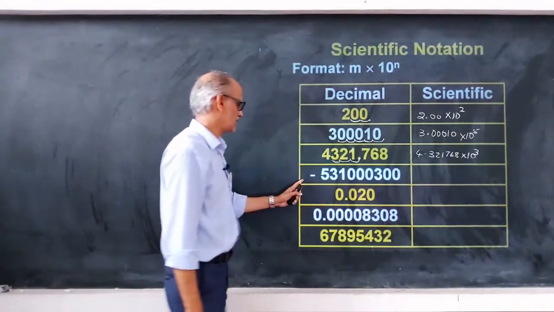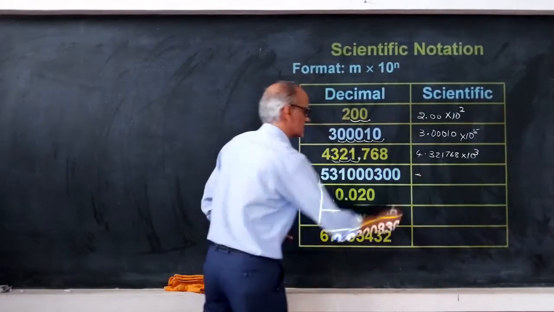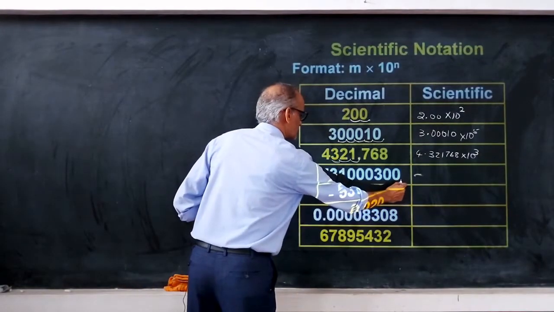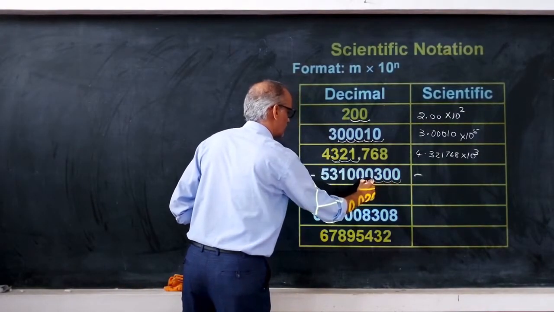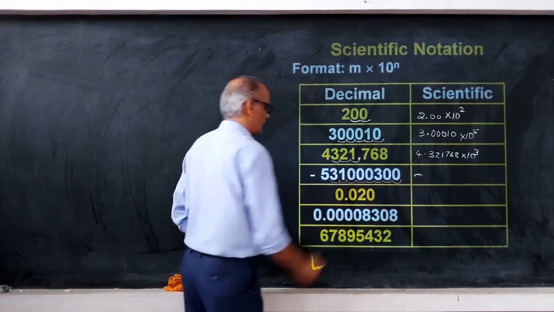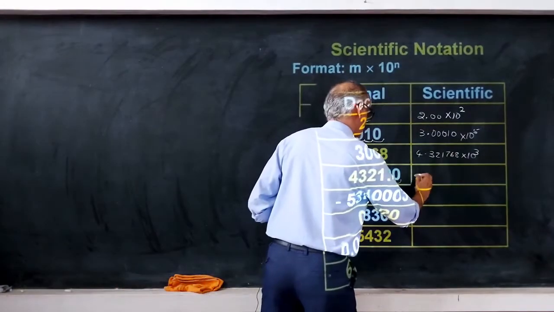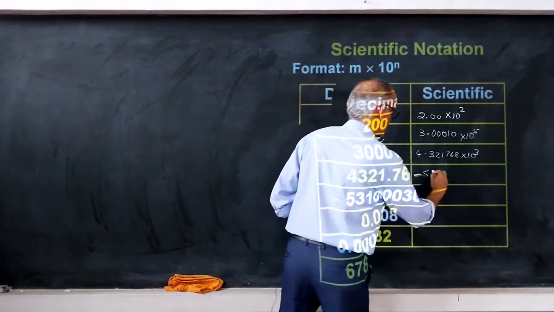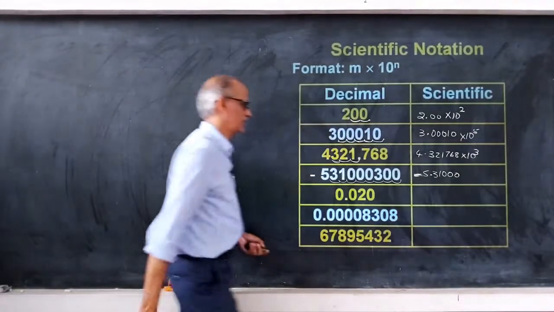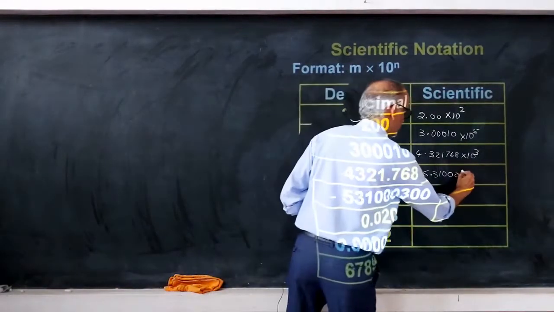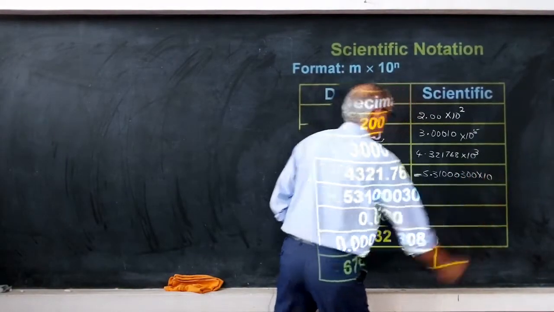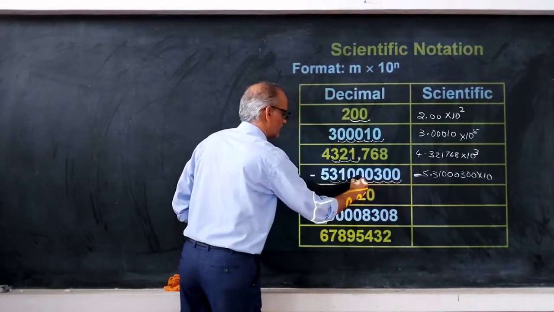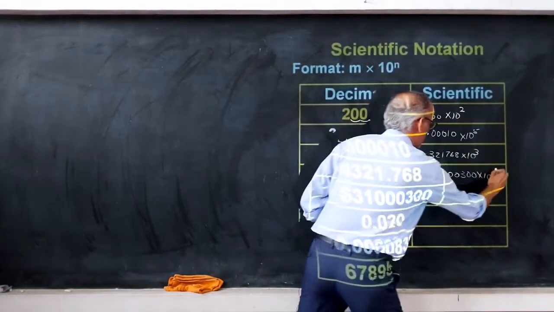Okay. In the next number there is a minus. So you have to write that minus as it is. Minus like this. Okay. The decimal point is here. So 1, 2, 3, 4, 5, 6, 7 and 8. So what I have to write? Minus 5.31000. Okay. After that 300 into 10 to the power. We have shifted by 8 digits. Am I right? Check this again. 1, 2, 3, 4, 5, 6, 7, 8. So 10 raised to the power 8.